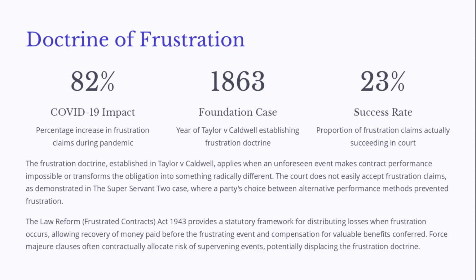The Law Reform (Frustrated Contracts) Act 1943 provides a statutory framework for distributing losses when frustration occurs, allowing recovery of expenses paid or benefits conferred. Courts assess claims, and parties often contractually allocate the risk of supervening events, typically addressing the frustration doctrine.